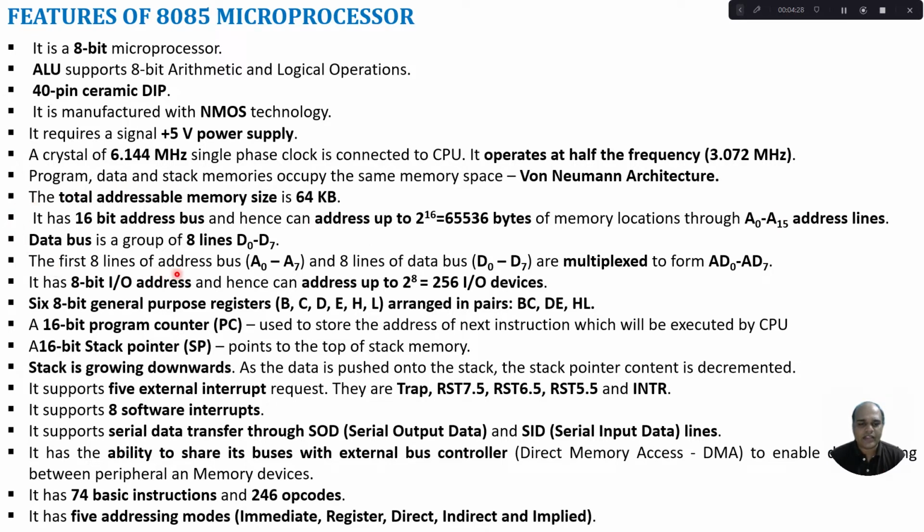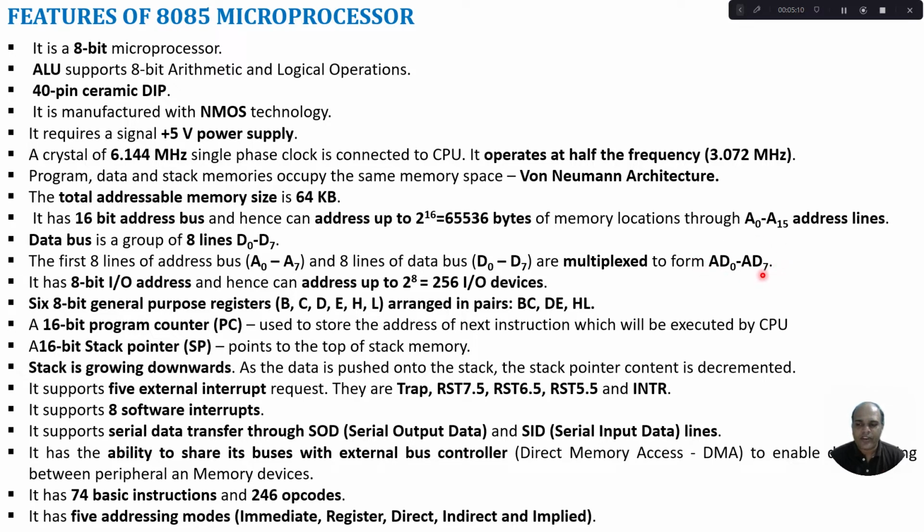It also has an 8-bit data bus, D0 to D7. Again, D0 represents the LSB or least significant bit of data, and D7 represents the most significant bit of data. The lower part of the address lines, A0 to A7, and the data lines D0 to D7 are multiplexed with each other. So we use common lines for both data as well as address. It is termed AD0 to AD7.